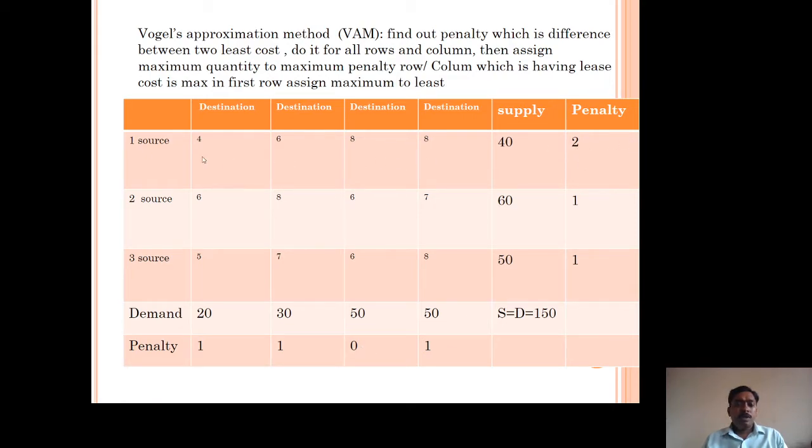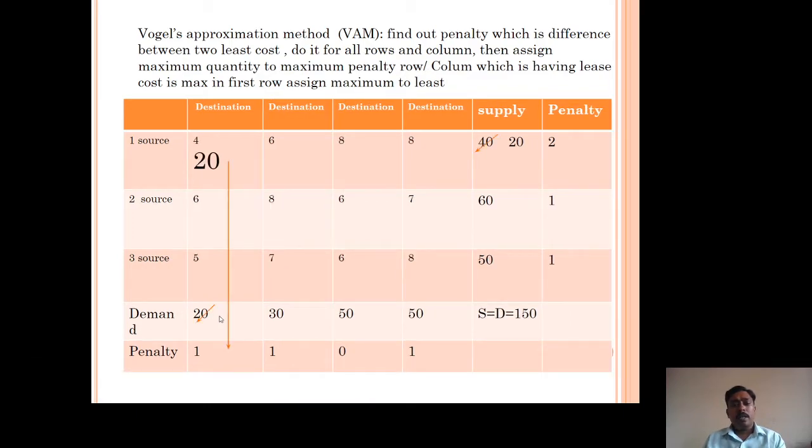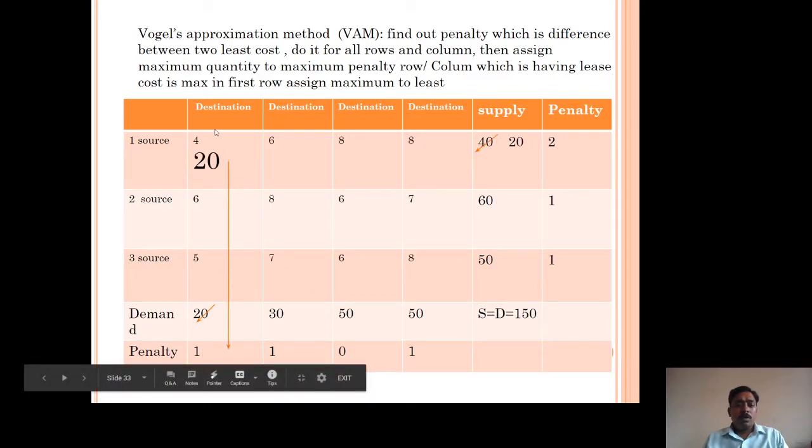So which cell should we allocate? Where there is the minimum value. In this row the minimum value is here, that is 4. How much can we allocate? Again 20 we can allocate, because out of 40 only 20 can be allocated, since the requirement is only 20 for this destination E. So allocate that. Now we don't need to calculate penalty for this column hereafter, because the requirement for this destination is over.